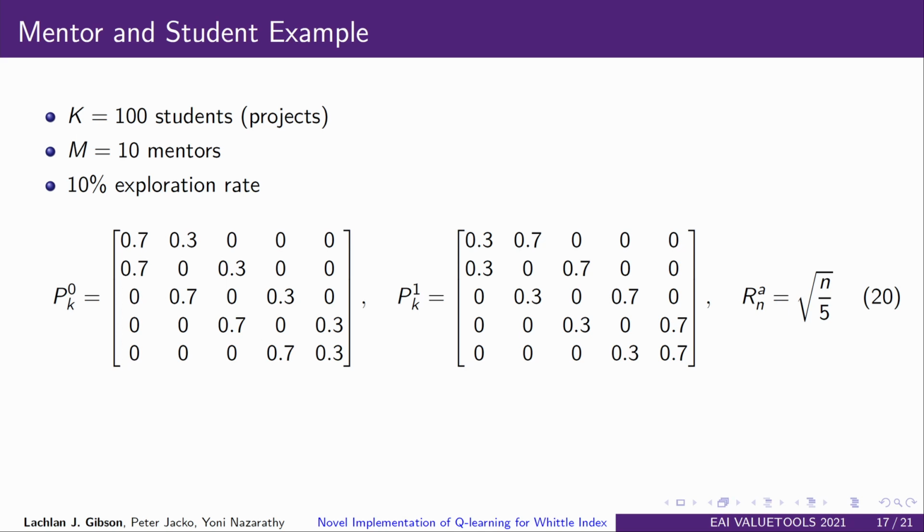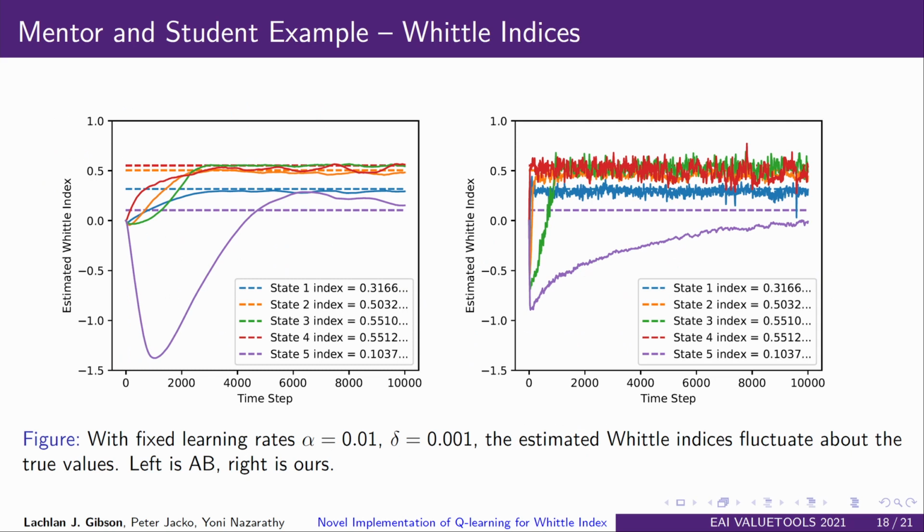In this case, the Whittle index policy prioritizes students in the 4th study level, and then 3rd, 2nd, 1st, and then 5th study level. Note that the 3rd and 4th Whittle indices are very similar, indicating that both are similar priority. This time, the learning rates are fixed, so the Whittle index estimates only converge to within a small ball about the true values. Notice that in this case, our method appears to converge much faster, but is also noisier.